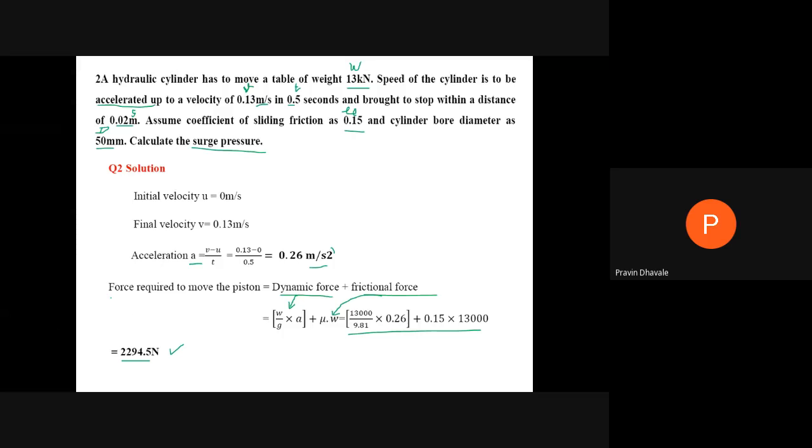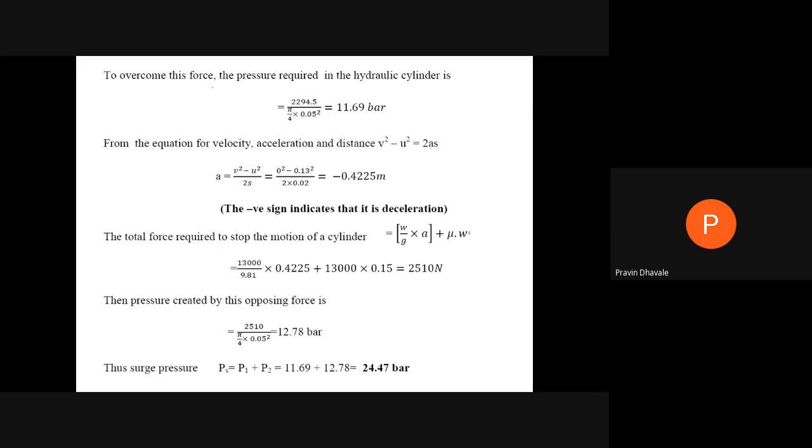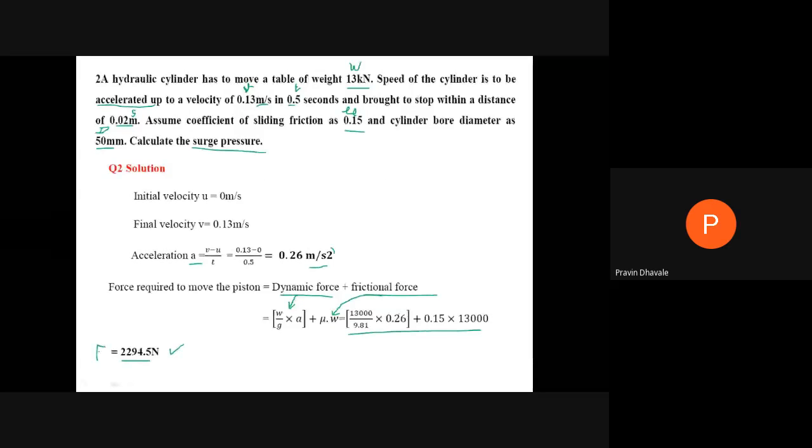Then, whatever the force you have calculated to move the piston, it is 2294.5 Newton. In order to overcome this force, we require a certain amount of pressure, and pressure is calculated by the formula force upon area. P is equal to force upon area. By this formula, you are calculating the pressure. Right? You know the value of the force F. F is equal to this value.